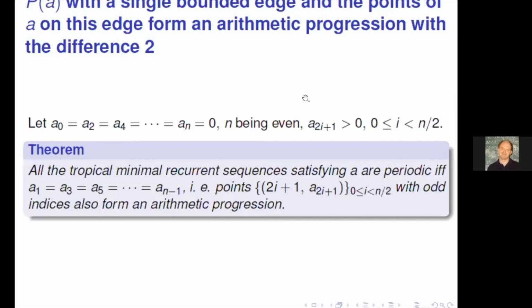Okay. In this situation, actually the conclusion is similar to the previous theorem: all the tropical minimal recurrent sequences satisfying A are periodic. Again, we are studying the question of when all the sequences are periodic, if and only if all the odd coordinates are equal. So all the rest of the points also form an arithmetic progression. So now there are two arithmetic progressions, for even coordinates and for odd coordinates.